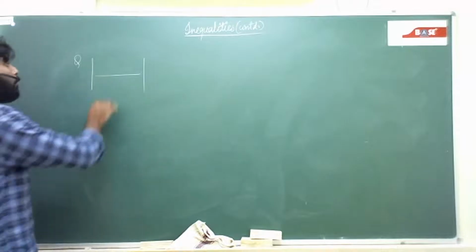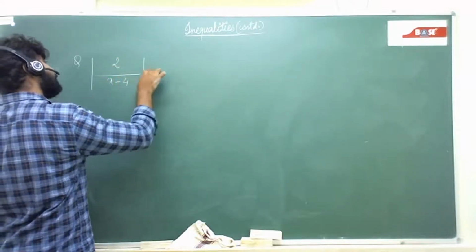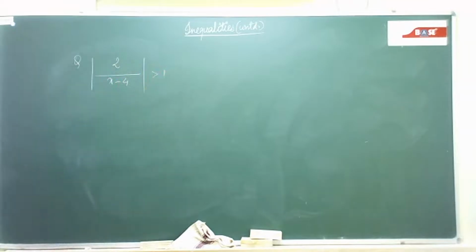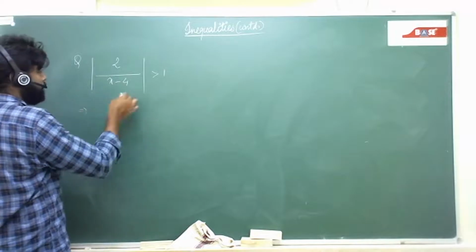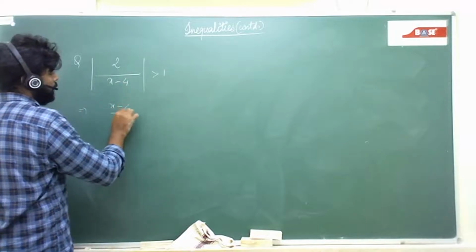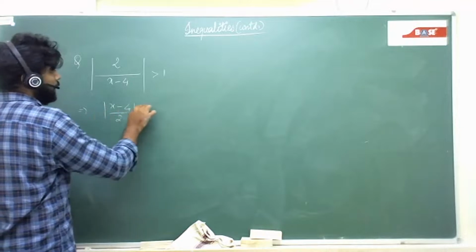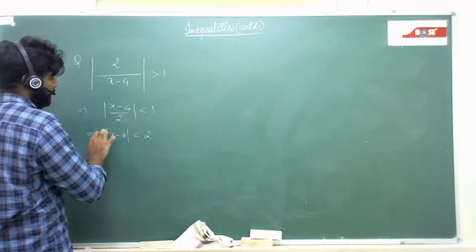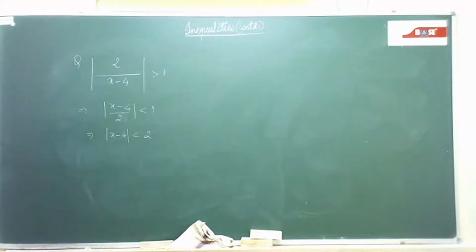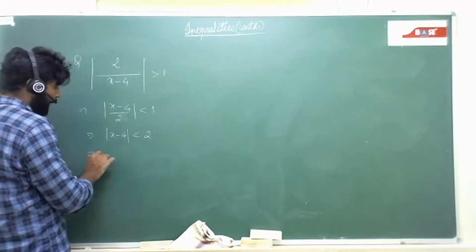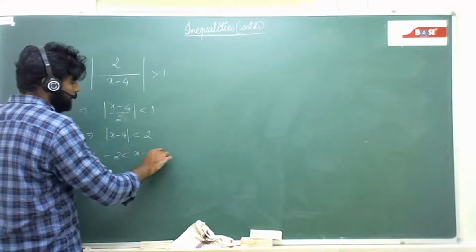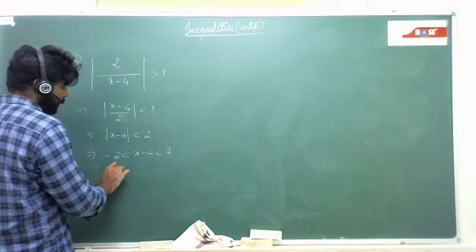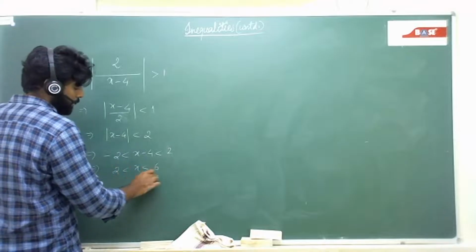Okay, we have a question like this: 2 upon modulus of 2 upon x minus 4 is more than 1. Find the region of x. If we take the reciprocal on both sides, it's less than 1. Transposing the 2, mod of x minus 4 will be less than 2. 2 is a positive number, so you can transpose. No worry, we have to do this. If you remove the modulus, -2 less than x minus 4 less than 2. Adding 4, we get between 2 and 6.